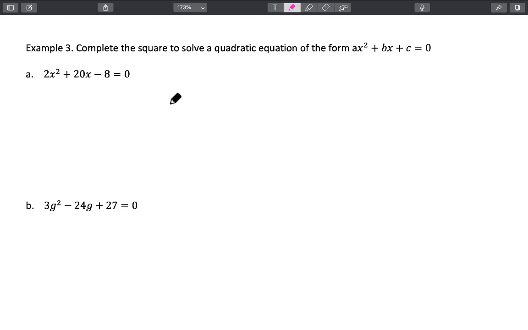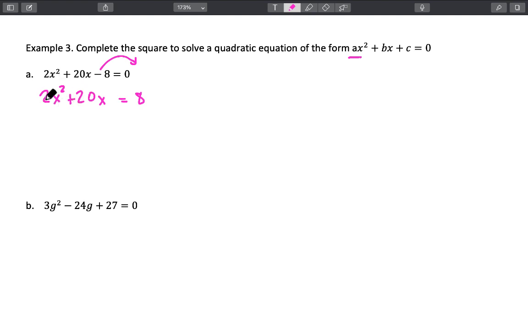All right, flipping the page over and taking a look at example 3, we're asked to now complete the square to solve the quadratic of the form ax squared plus bx plus c. So one thing to note here is that we do now have a coefficient in front of that x squared term. So we're going to start off by getting our ax squared plus bx terms by themselves. That means we're going to bump over that constant term here. So that's added 8.